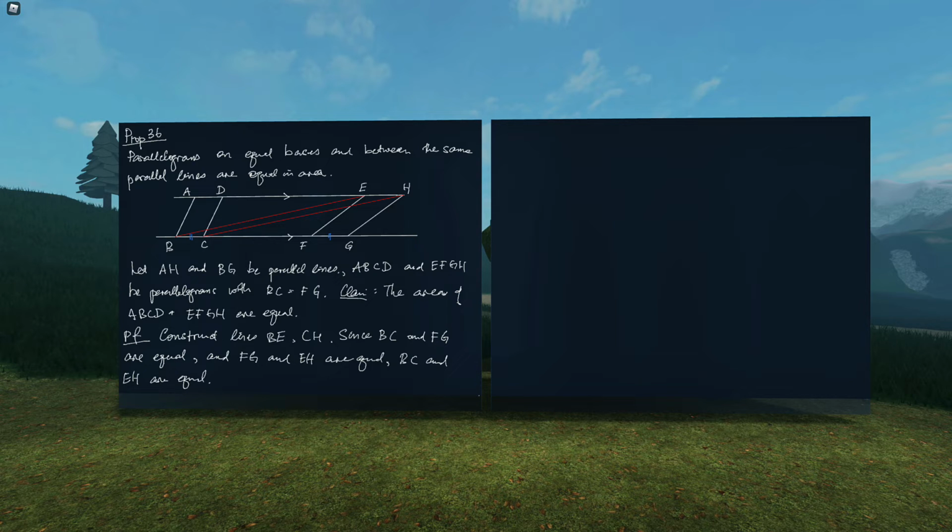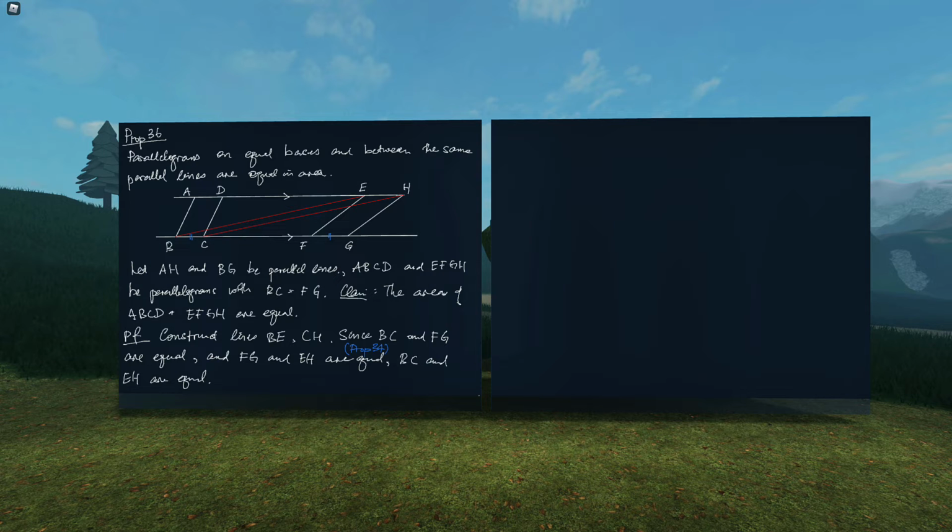Probably should say why. So FG and EH are equal. This is due to proposition 34. Remember that opposite sides of a parallelogram are equal. So that's the kind of information we need. Everything else is already assumed. BC and FG being equal are assumed. So we want to say that BC and EH are equal.